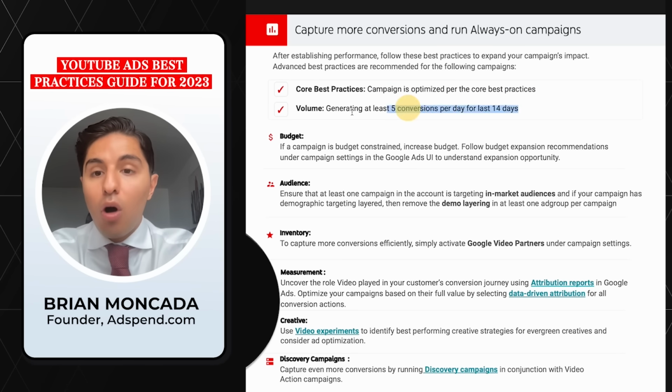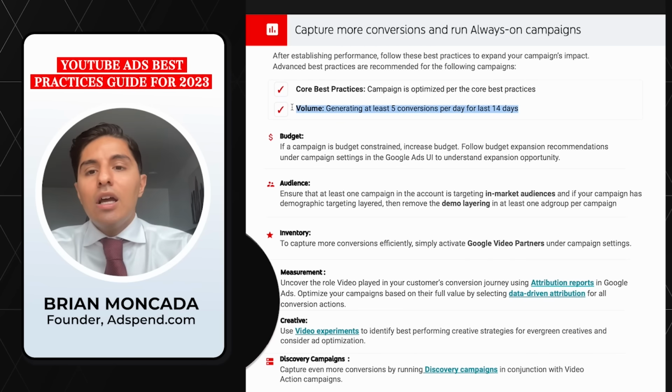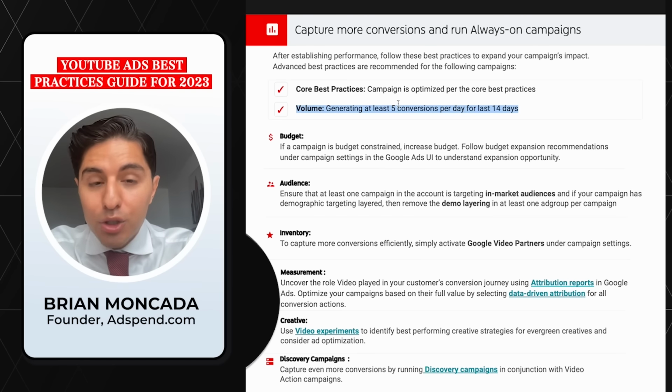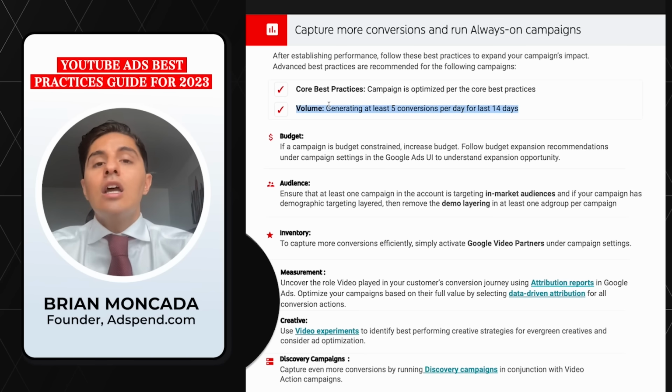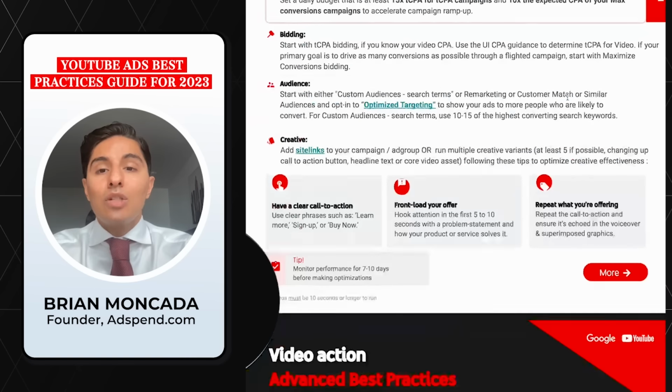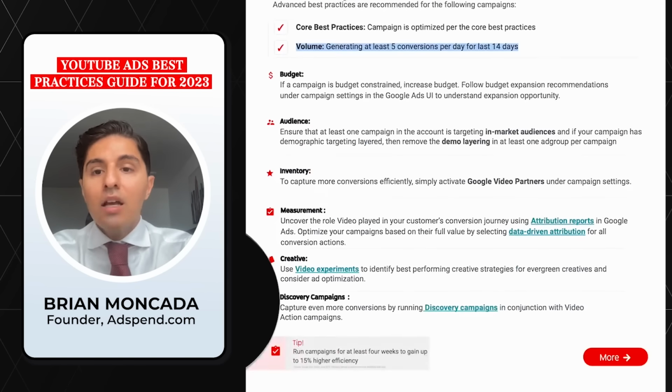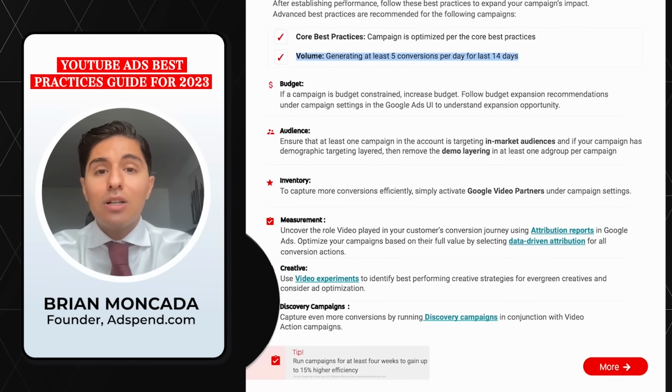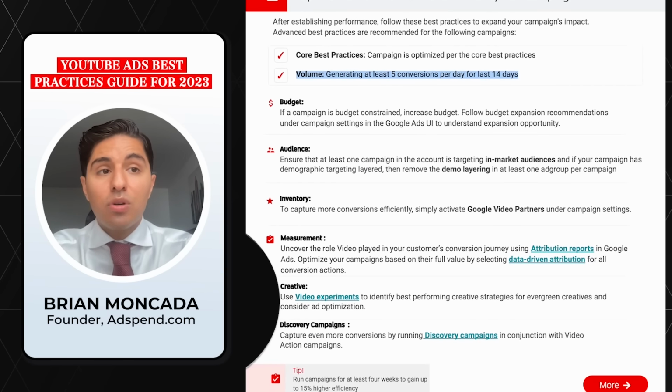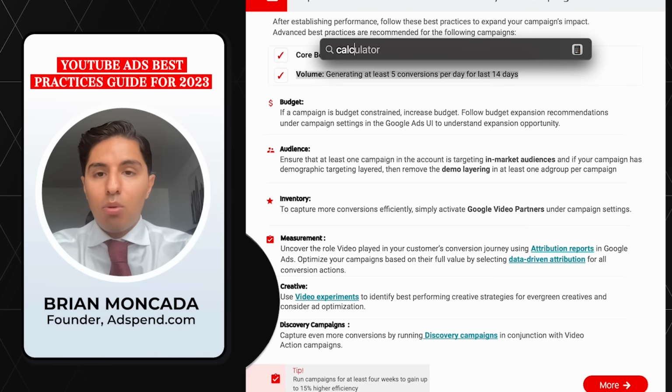Now, volume. This is very, very key. Please write this down. Get a pen. Write this down: generating at least 5 conversions per day for at least 14 days, for the last 14 days, which means your campaigns need to be getting at least 5 conversions per day, which is why this budget is so important. This is so important because if your campaigns aren't generating at least 5 conversions per day for the last 14 days, they're not going to be able to optimize and scale. They're not going to be able to scale, which is why it's so important to have your budget.